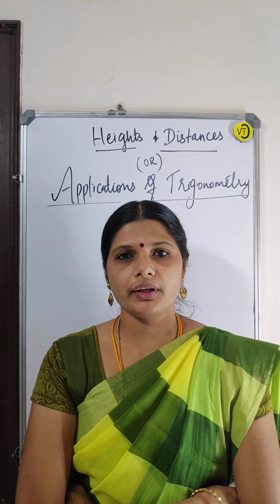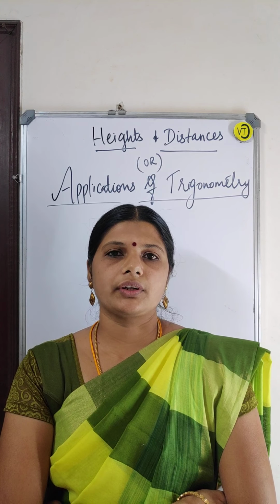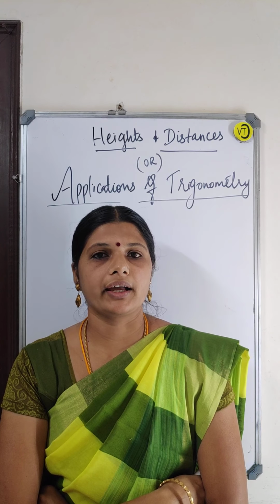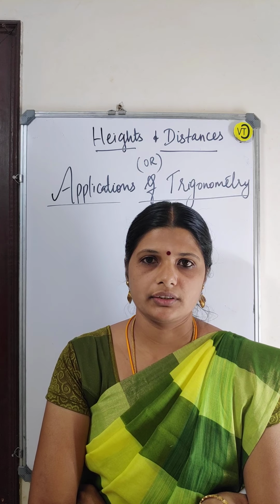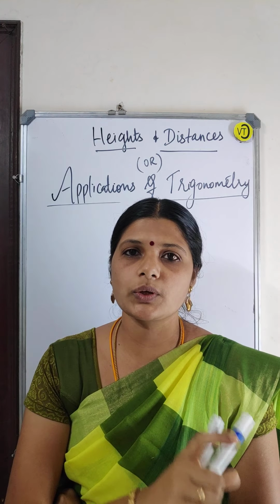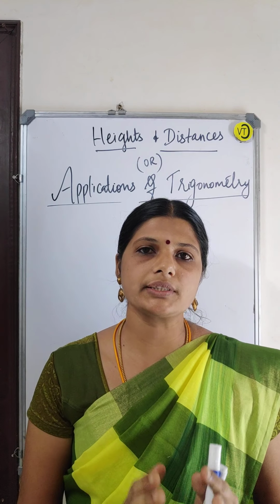Hello all. Today we are going to see the topic heights and distances, or otherwise we can call it applications of trigonometry. In this, we have three terms: the first one is angle of elevation, then angle of depression, and the line of sight. These three terms we are seeing through problems. First of all, what actually it is, one by one I will explain. And before that I told you trigonometry problems are always based on a 90 degree triangle, right?